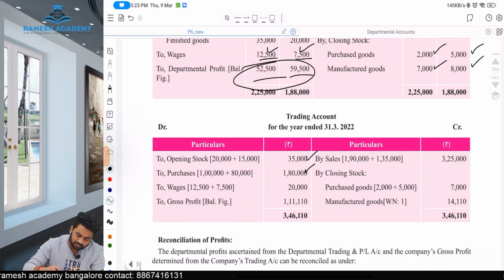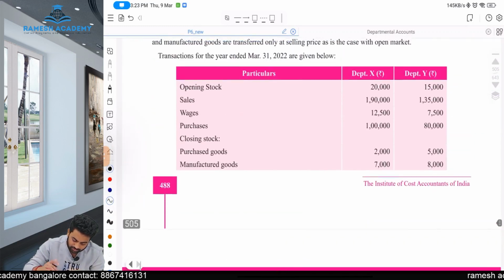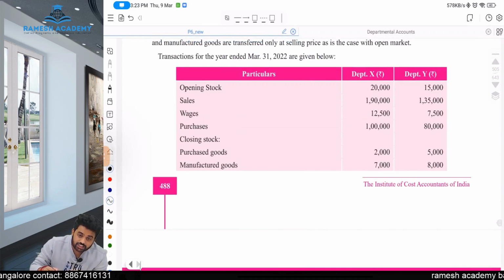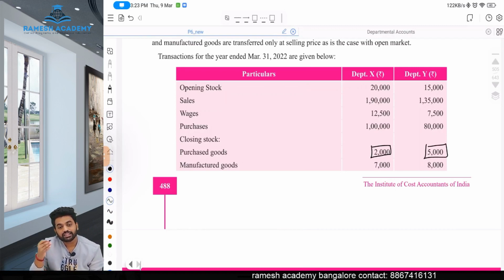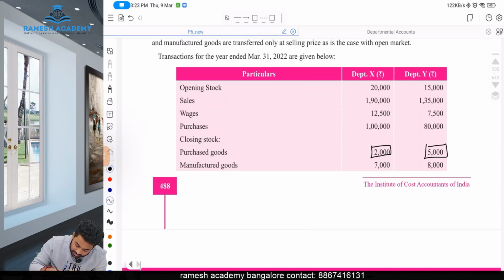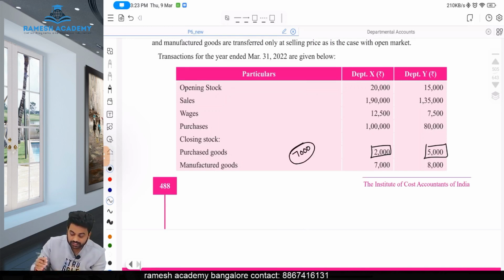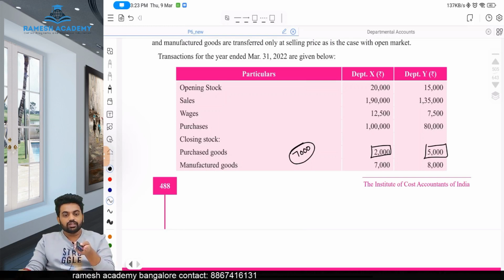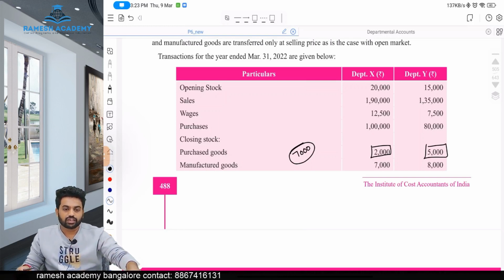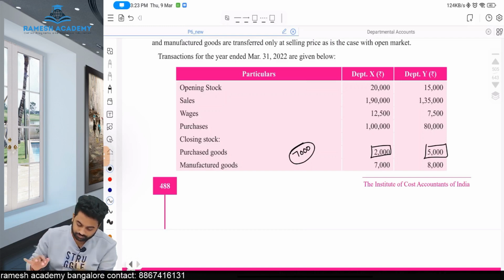Before that, I will simply tell one thing. Listen very carefully. Purchased goods: department X 2000 is there, department Y 5000 is there. However, in the purchased goods there is no profit element. So the whole 7000 we can take into the trading account directly, because there is no profit element involved in it. It is nothing but just a cost.